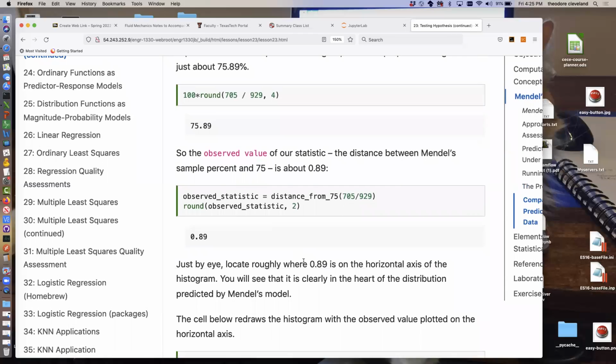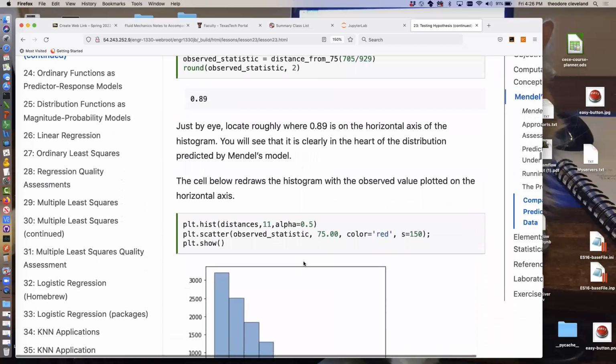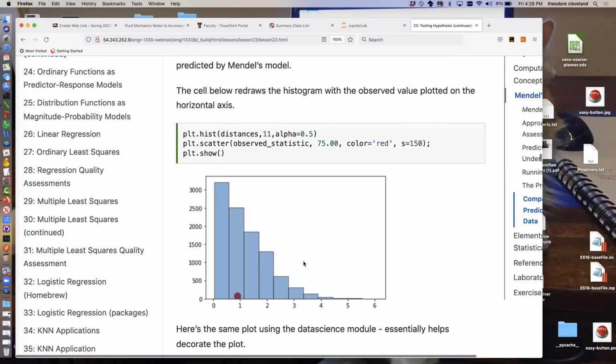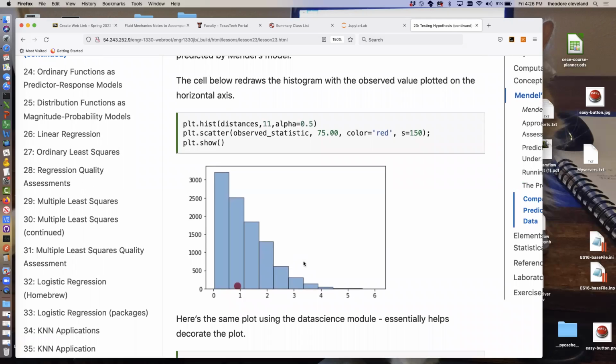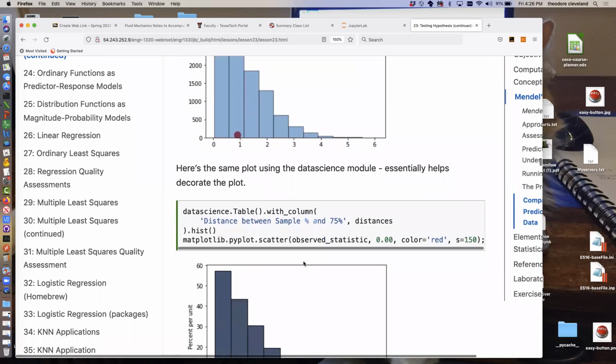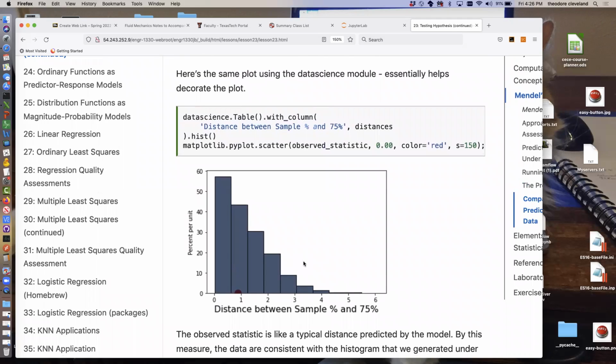So the observed value of our statistic, the distance between Mendel's sample percent and 75, is about 0.89 in that particular example. Just by eye, if we locate where 0.89 is, it will be on that blue dot right up there. So we've redrawn the histogram, and now we've done a little bit of decoration by putting a dot up there, which is not blue, it's magenta, but that's okay. If we use the datascience external module, they can do almost the same picture, except they only get half a dot because of where they selected to put the y-axis. But they're UC Berkeley, they must know what they're doing.